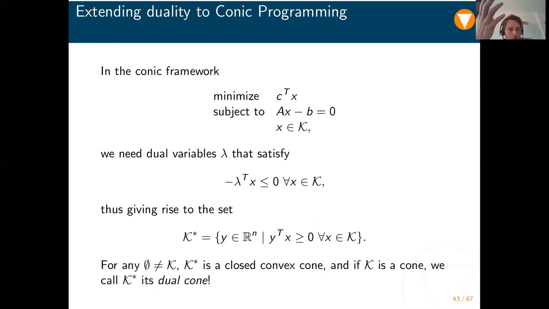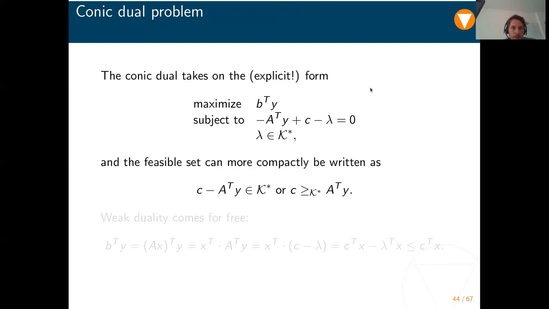And what's remarkable is that by just doing this, we already know that the dual of a conic program will again be a conic program, precisely because the set defined in this way, which is exactly what you need, is again a cone. I didn't do the derivation, but you can easily get there if you look into textbooks. The dual of the standard form conic program that we look at is precisely this. So it has an explicit form.